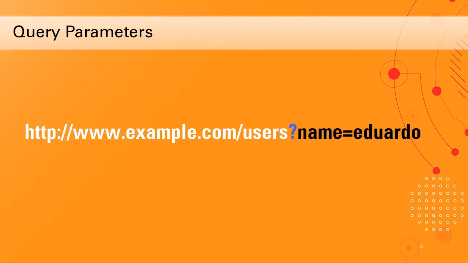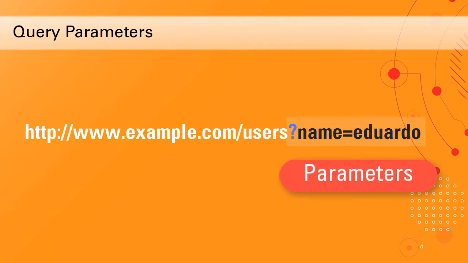Before we go on, there's another way to include information in the request. This is through the parameters in the URI. This is used in RESTful web services to provide search capabilities over collections of data.